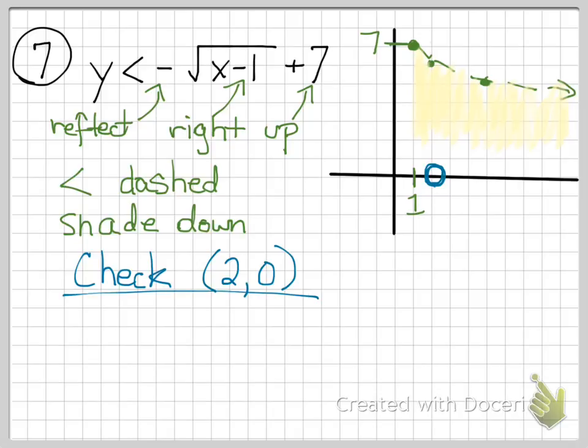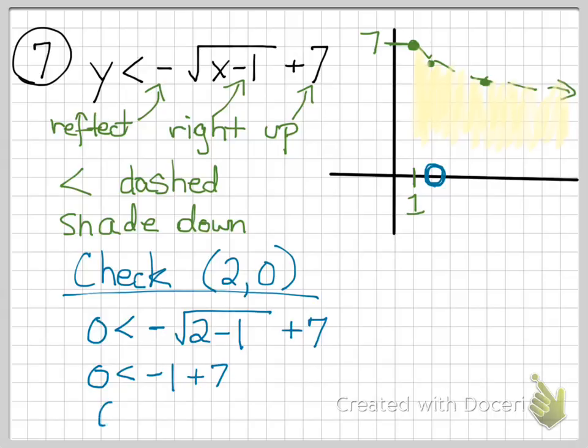Okay, plug it in. So y is 0 less than negative square root of 2 minus 1 plus 7. Well, the square root of 2 minus 1 is the square root of 1. So I have 0 less than negative 1 plus 7. That means 0 is less than 6. Is that a true statement? Yes. So we shaded in the correct spot. Good job.